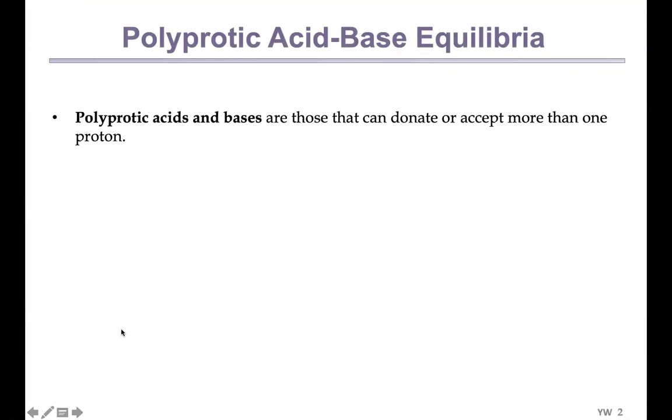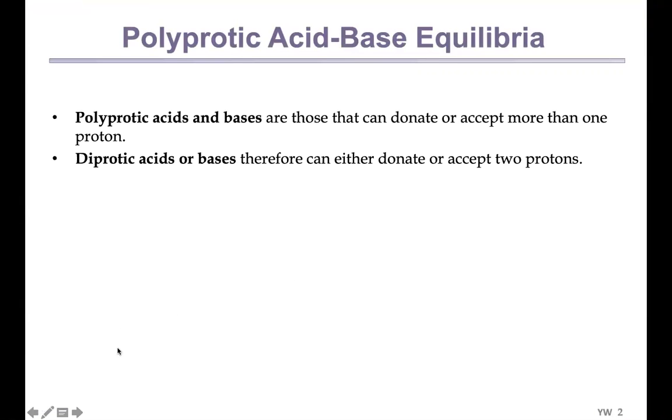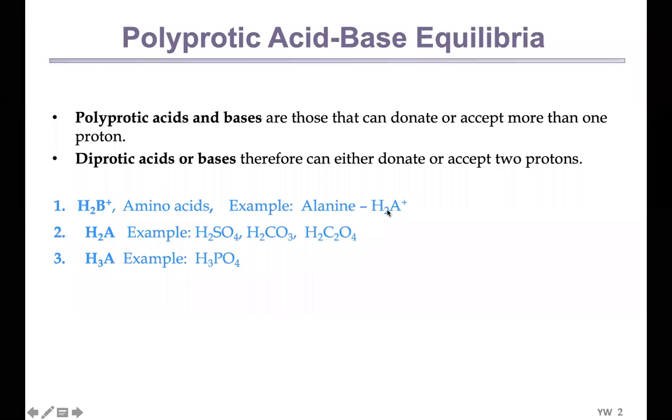Okay. I think we talked about polyprotic acid base a little bit last class, right? Compared to monoprotic acid base, which has only one proton that is available to dissociate or associate, polyprotic acid base have multiple protons that can dissociate. For diprotic acid base, they can either donate or accept 2 protons.